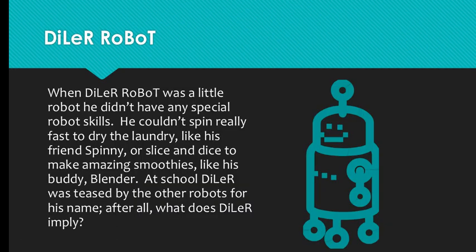So, meet Diler Robot. When Diler Robot was a little robot, he didn't have any special robot skills. He couldn't spin really fast to dry the laundry like his friend Spinny, or slice and dice to make amazing smoothies like his buddy Blender. At school, Diler was teased by other robots for his name. After all, what does Diler imply?